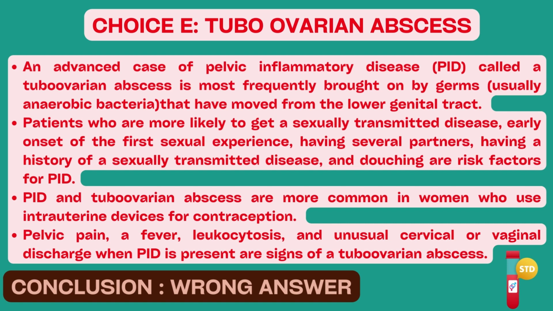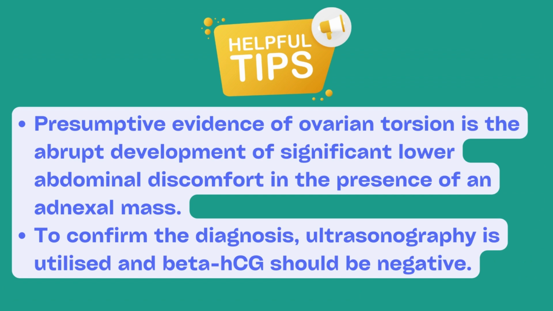ovarian abscess. Some helpful tips to remember is that presumptive evidence of ovarian torsion is the abrupt development of significant lower abdominal discomfort in the presence of an adnexal mass. To confirm the diagnosis, ultrasonography is utilized and beta-HCG should be negative. That's it for this question.